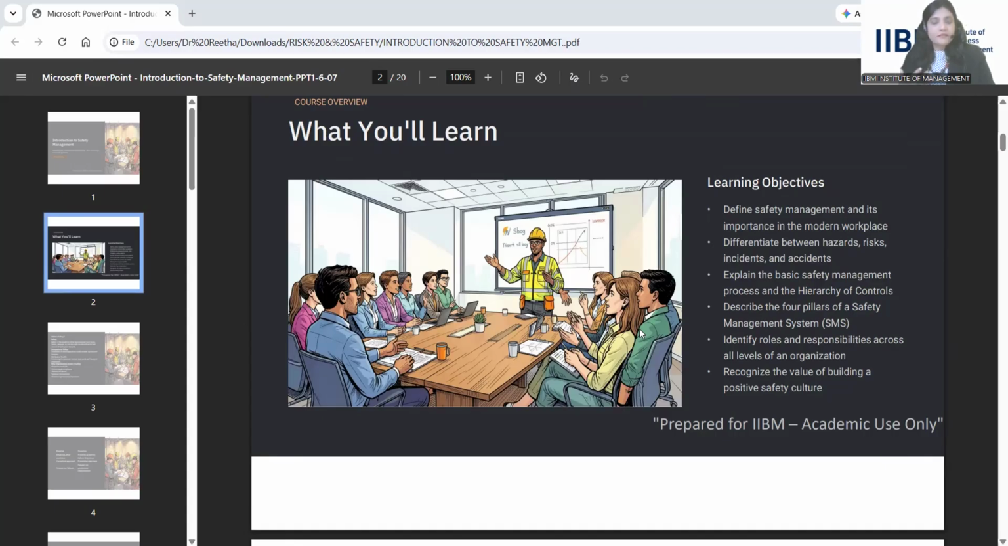So, the various pillars of safety management systems, what are the concepts which actually help organizations? When we speak about organizations, what are the various concepts which help move from a reactive approach, that is responding to accidents as and when they happen, to a proactive approach which is preventing them? That is what safety management is going to give us the right idea about.